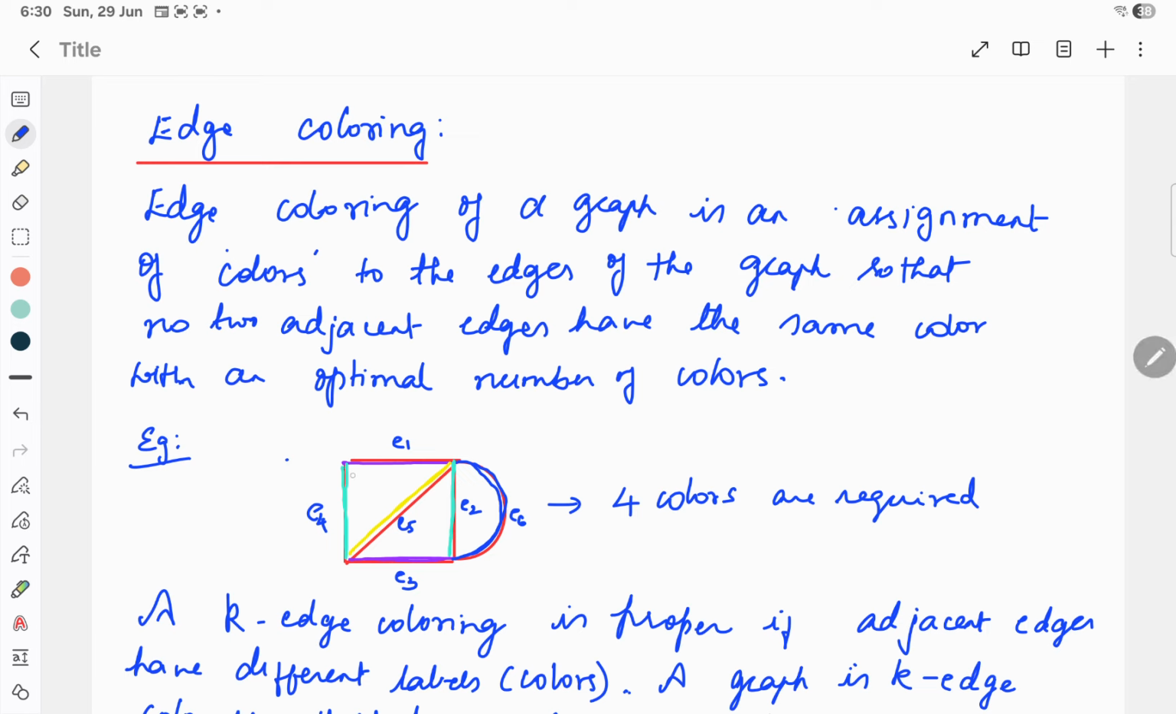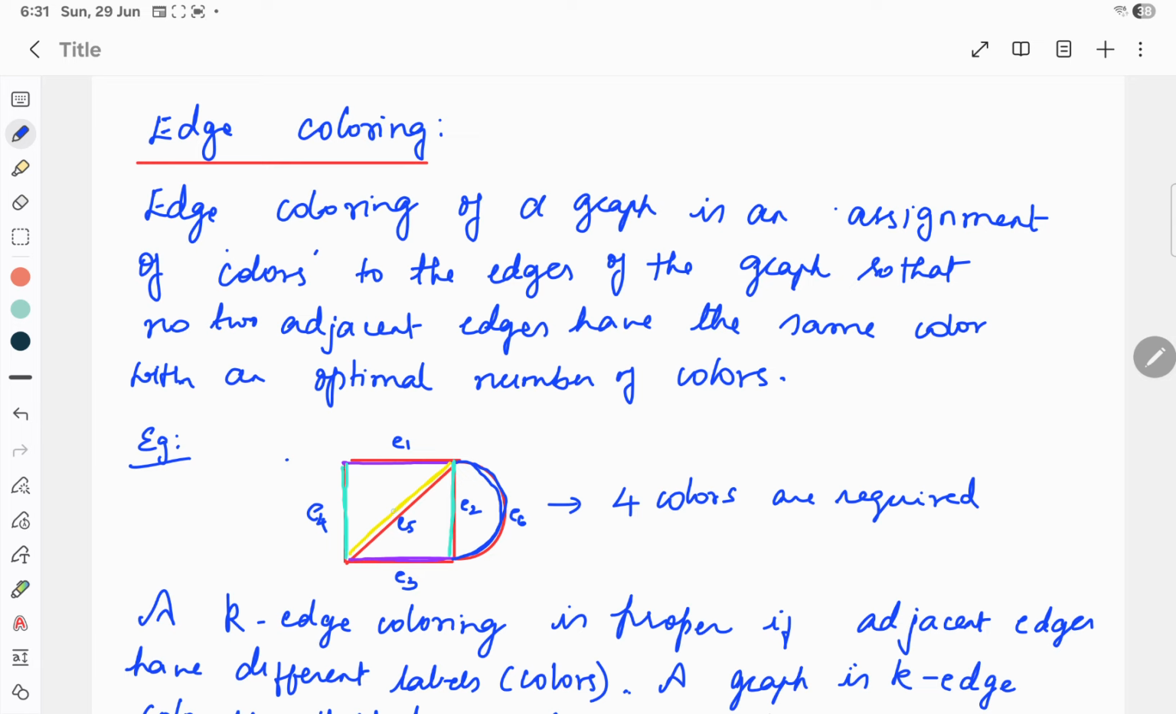Let us see. Suppose I color the edge E1 with purple color, right, I cannot use the same color for the edge E2. It should be different. So I have used green color. Now edge E3 is adjacent to E2 but not adjacent to E1, correct? So I can use the same purple color. Then edge E4 is adjacent to E3 and E1, E5, but not adjacent to E2. Hence I can use green color.